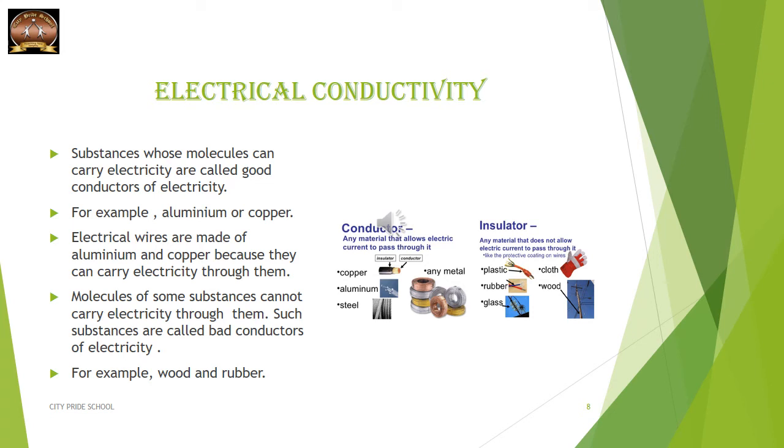In this slide, you can see that a conductor is any material that allows electric current to pass through it. Here you can see the examples of copper, aluminium, steel. While an insulator is any material that does not allow electric current to pass through it. It is used like a protective coating on wires. It might be made up of plastic.